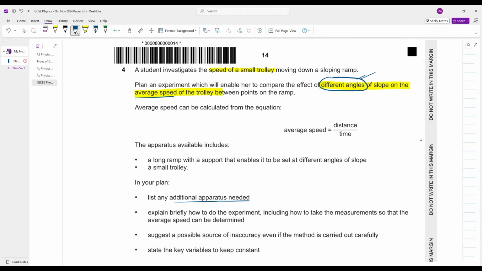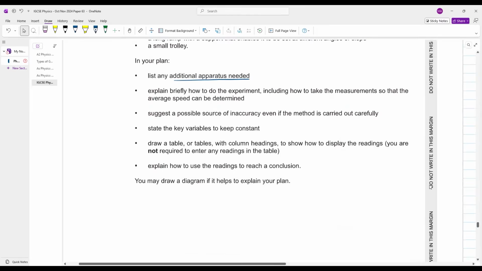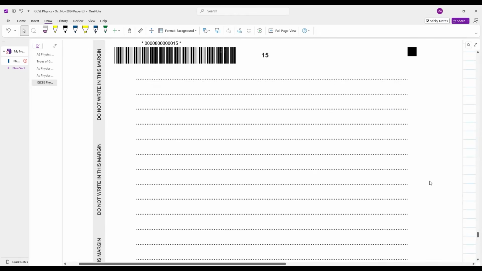Obviously, you will need a meter rule to measure the distance. You will need a stopwatch to measure time. और बेटा आपने अगर एंगल मेजर करना है तो you will also need a protractor. So first of all, let's write everything down.